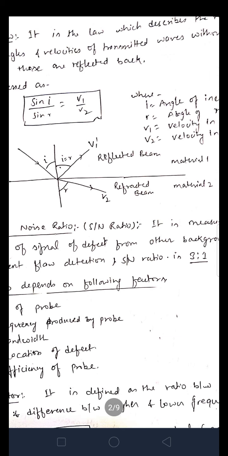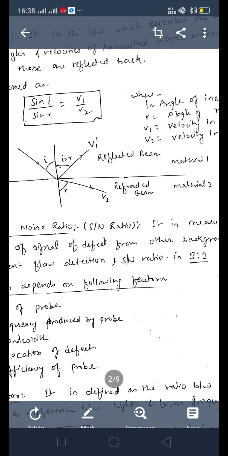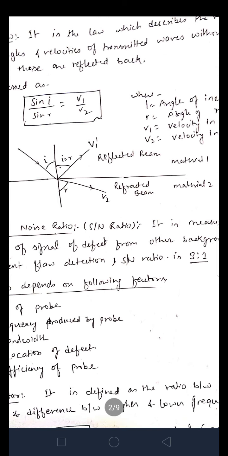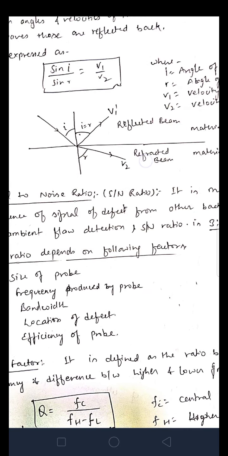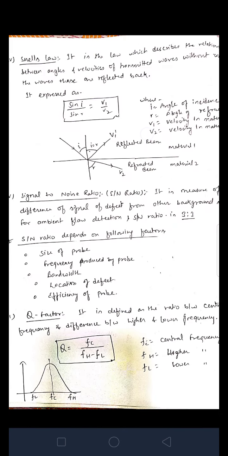So try to understand what I want to say. If any ray with angle i is incident on the object, material 1, some waves are reflected and some are refracted, so the refracted beam is here and the reflected beam is here. So sin i upon sin r equals v1 upon v2, where i is the angle of incidence, r is the angle of refraction, v1 is the velocity in material 1 and v2 is the velocity in material 2. So this is Snell's law.